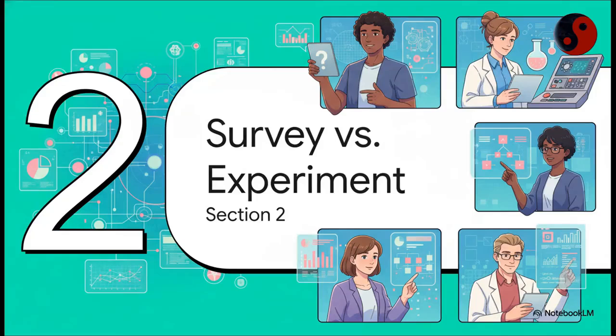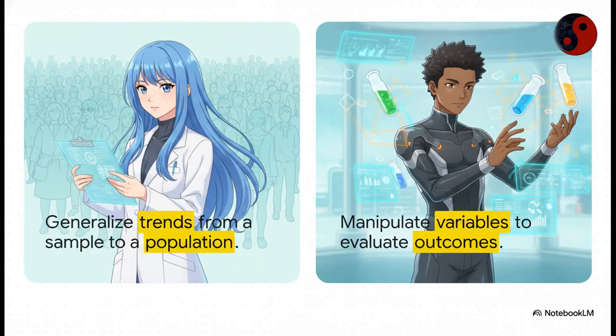Moving on to Section 2, surveys versus experimental designs. So once your blueprint is drawn, there's a fundamental divide in quantitative strategy. On one side, we have survey design. Here, the goal is to observe and generalize trends, attitudes, or opinions from a small sample to a much wider population. It's really all about observation and inference.